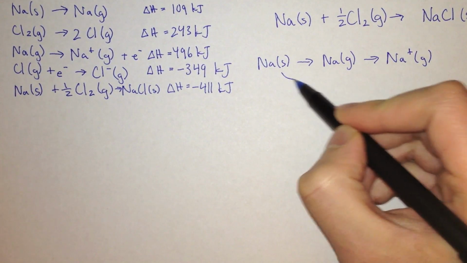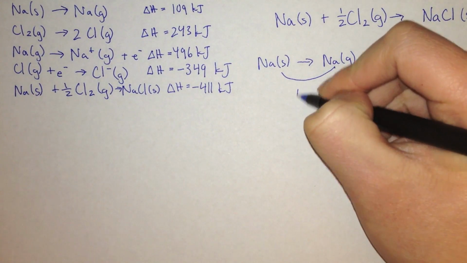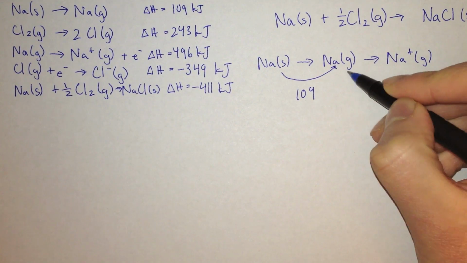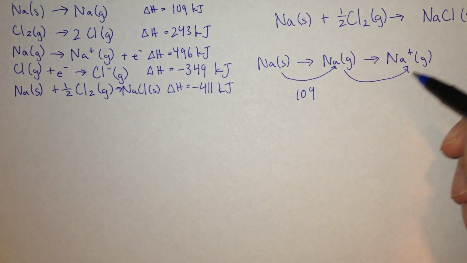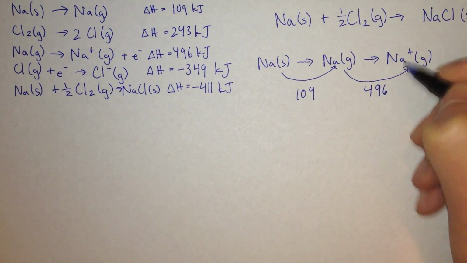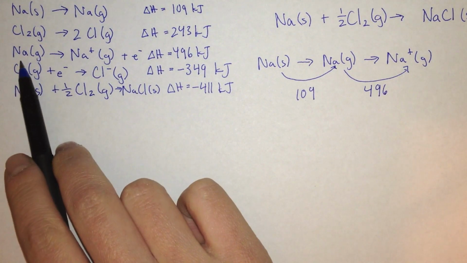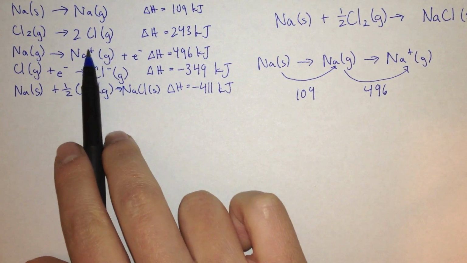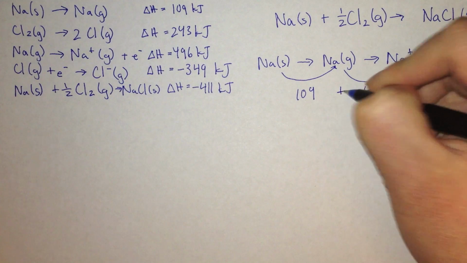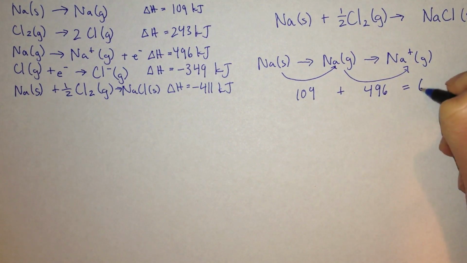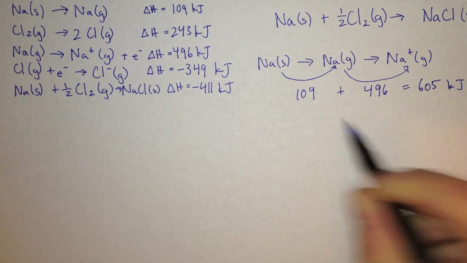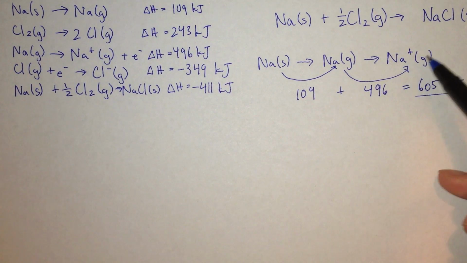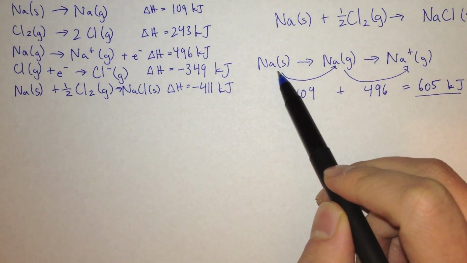Going from solid sodium to gaseous sodium is 109 kilojoules based on this one, and going from gas to an ion is 496 kilojoules based on this one. So we see that we had the sodium and then one electron was taken away from it, making it positive. And the total heat for this process is 605 kilojoules. And we just add these two up. And so we found the heat of formation of a gaseous sodium ion from solid sodium.